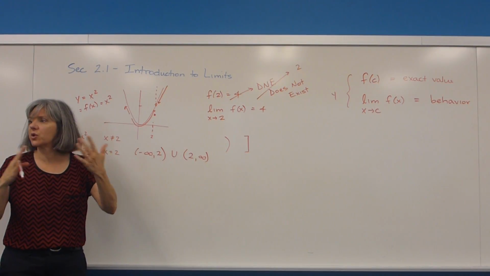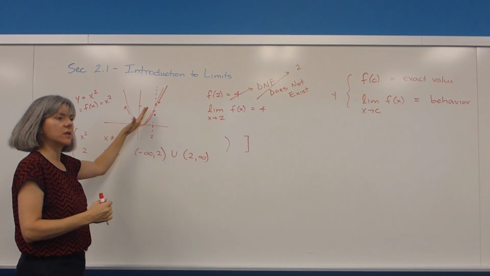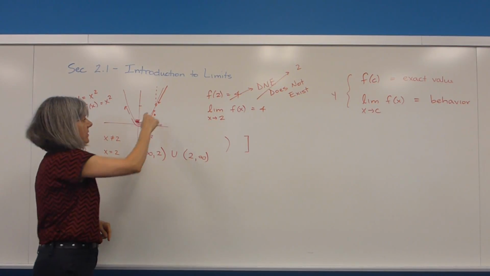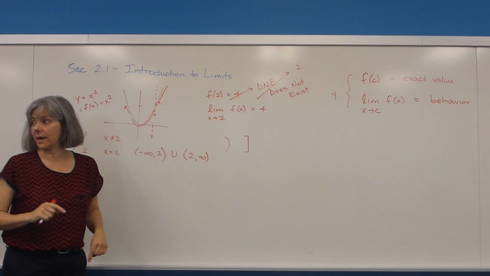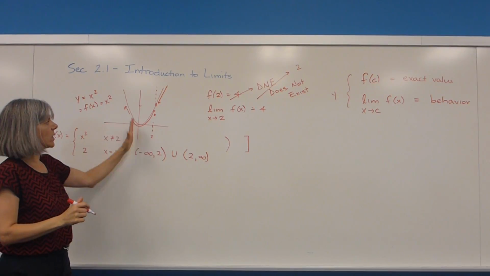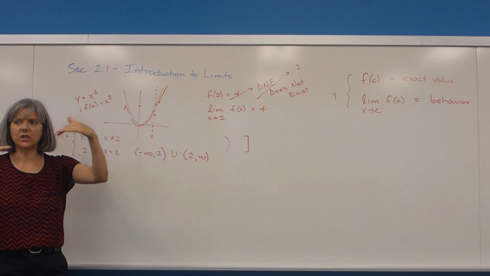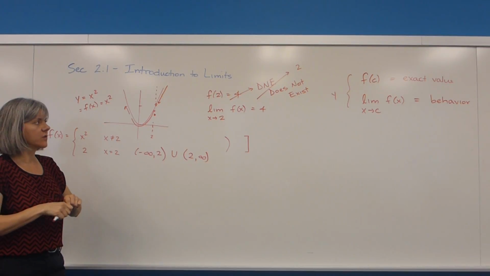The function's still doing what it's doing, right? It's cruising along. It's about behavior. So whether the point exists or not, whether the point's where I want it to be or not, does not change the limit. The limit is all about what is the function, where's it headed? What's the direction? Okay.